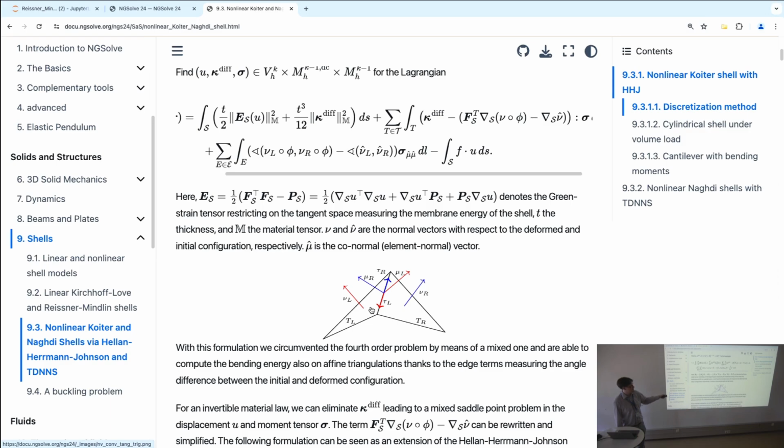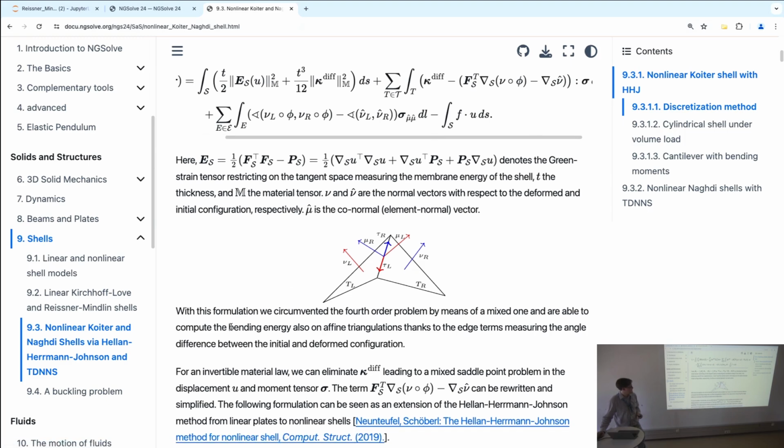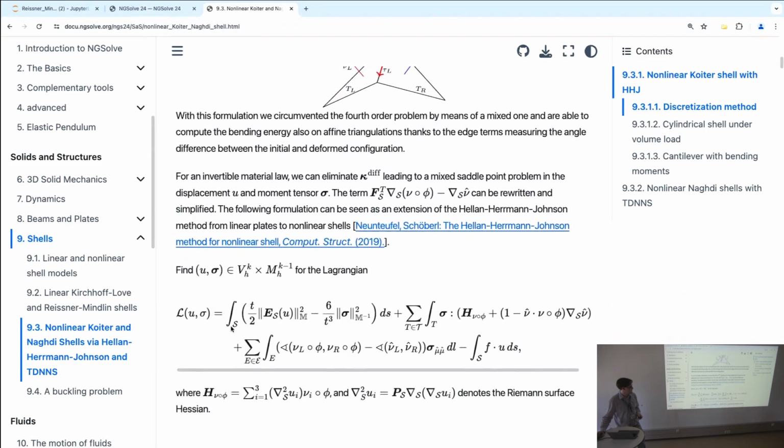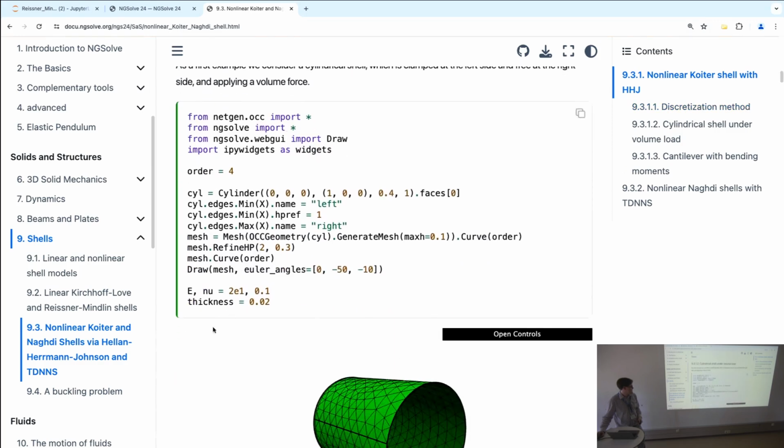And again, you recognize here we use a mixed method with our HdivDiv, Hellan-Herrmann-Johnson elements, which perfectly fits here. So we also incorporate the change of the angles. And with this, we can now use the Kirchhoff-Love shell with linear triangulations. We also can have kinked structures with this trick, and also branched shell structures. So this is a very nice trick to write it as a mixed method. So this is then the Neunteufel formulation, membrane energy, and this is the bending energy. Here's the Hessian hidden. But let's look at some examples.